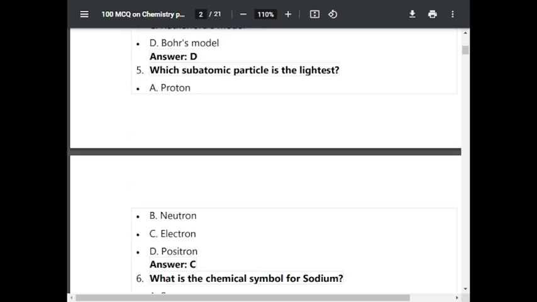Question number 5. Which subatomic particle is lightest? Option A proton, option B neutron, option C electron, option D positron. The lightest particle is electron.